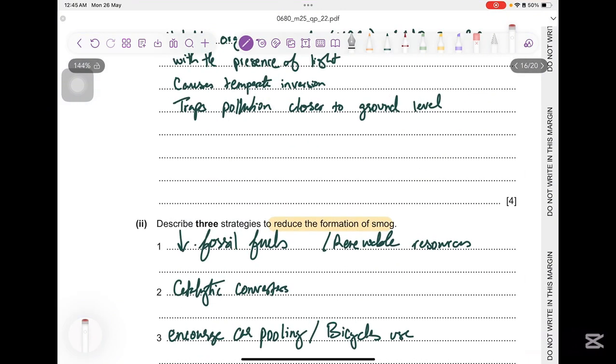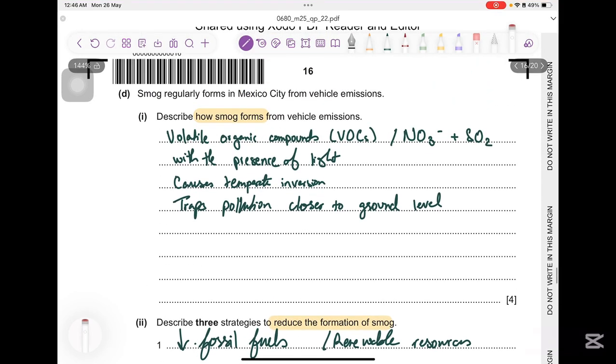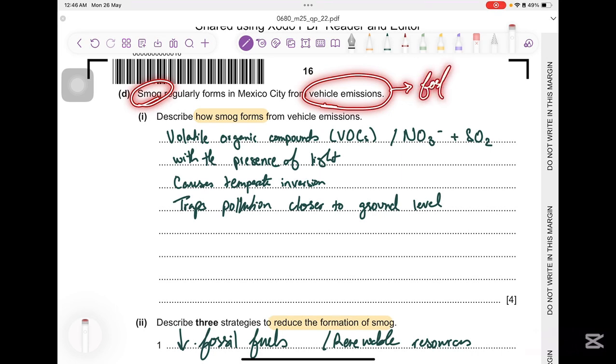Describe 3 strategies to reduce the formation of smog. Again, you got distracted. That's okay. Scroll up a little bit. You're going to find that the smog comes from vehicles, so vehicle emission. Therefore, it has to do with combustion of fossil fuels, right?